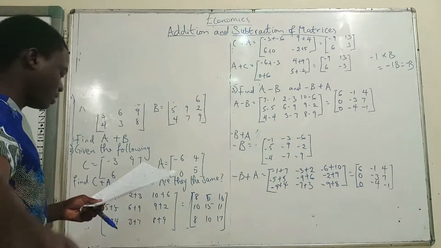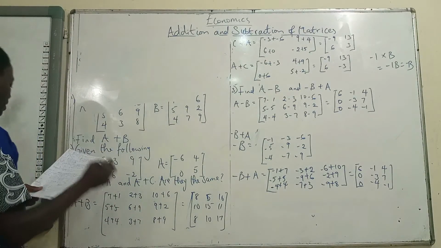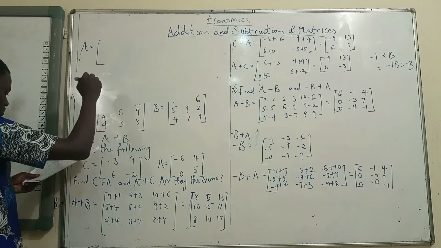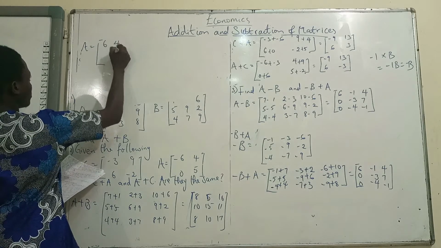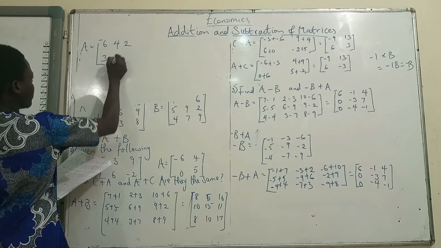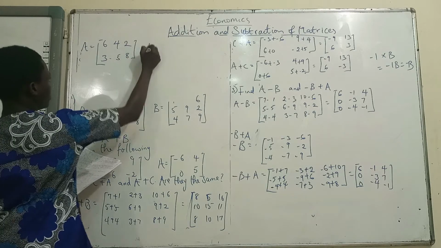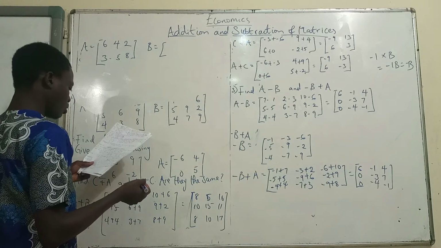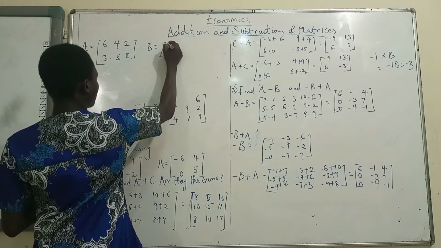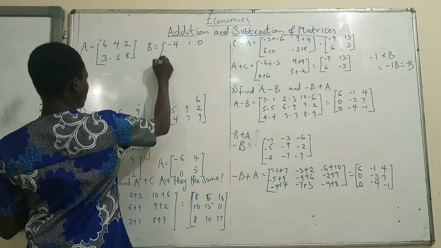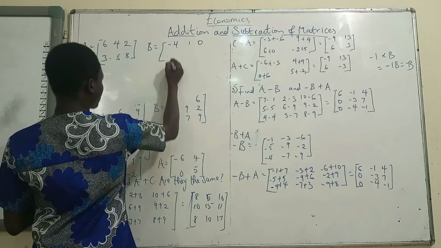So you are given A. A is 6, 4, 2, then 3, minus 5, and 8, and B is equal to minus 4, 1, 0, and minus 3, 6, 4.